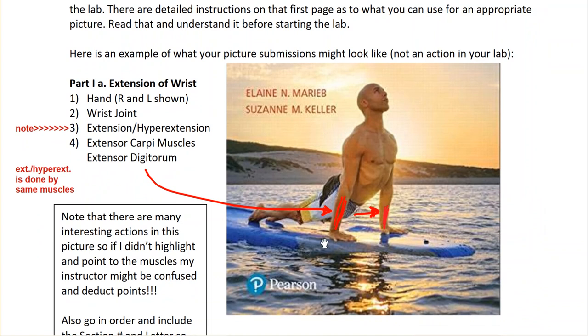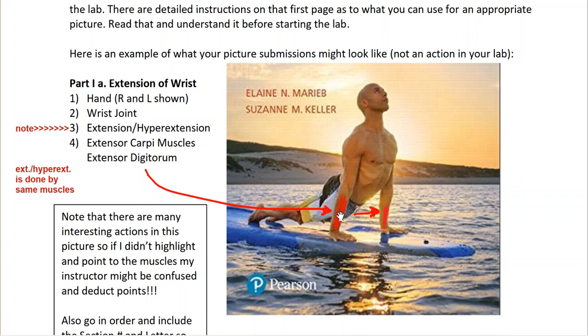So here we have a lovely picture of a guy doing an upward dog on his surfboard or paddleboard or whatnot. There are a lot of actions going on. The prompt that I am trying to fill here is part 1A, extension of wrist. But I could use this picture for hyperextension at the neck, for extension at the hip, or for plantar flexion at the ankle. Lots of things I could use this picture for. So you have to tell me what's going on.